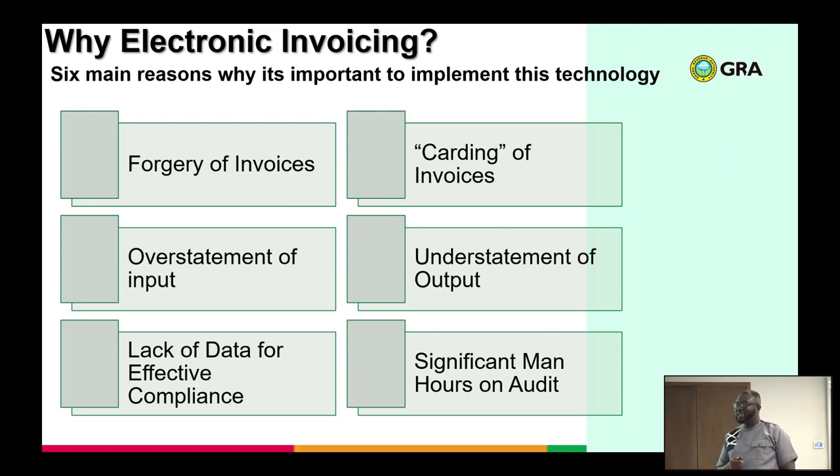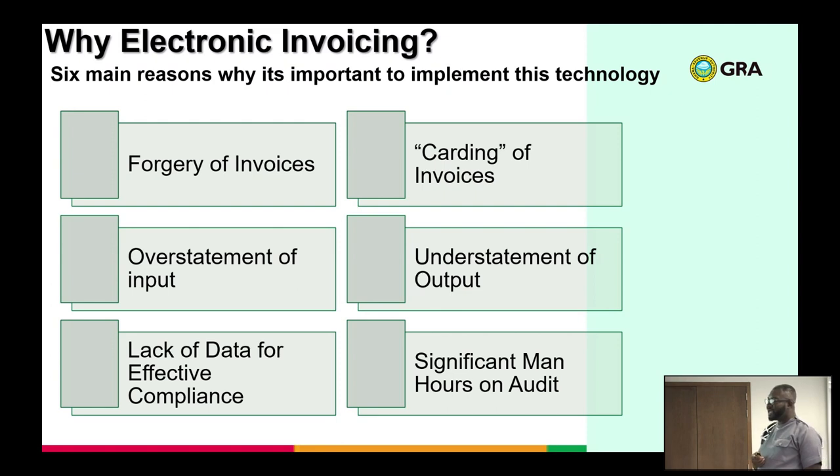We all know that the manual invoicing regime that we had, and continue to have, is a system that is fraught with many challenges. We have invoices that are forged. In fact, we have some print houses in the country where you can actually go and buy a manual invoice, use it to issue an invoice, collect the VAT and never pay it to the authority. This is a major problem that causes revenue leakage for the authority.